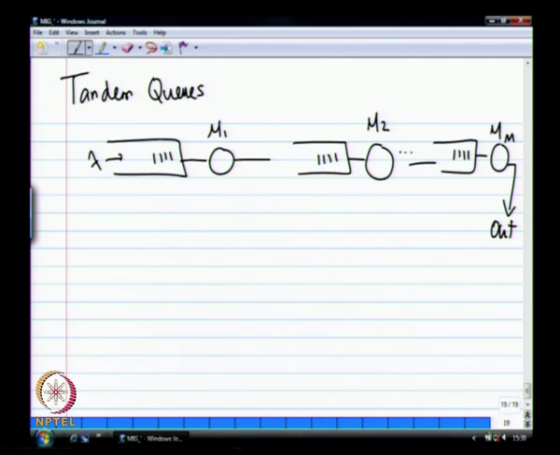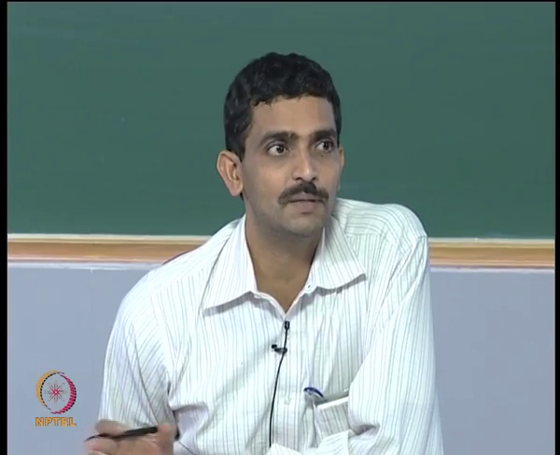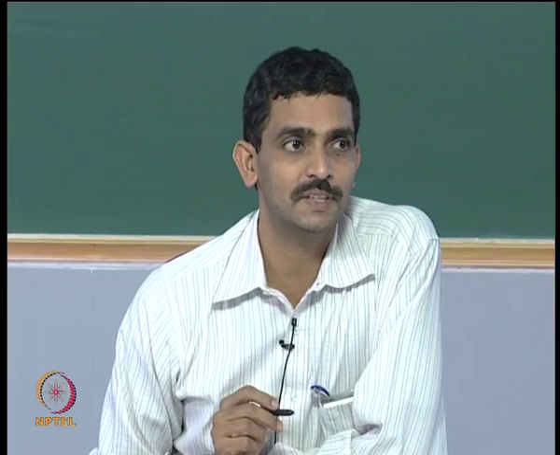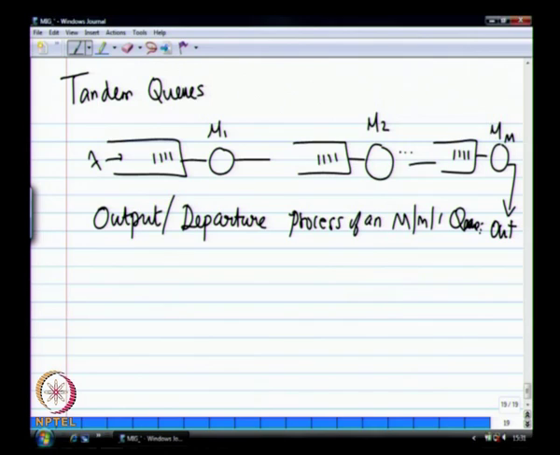To analyze this, we want to find the probability that there are n1 customers in Q1, n2 in Q2, n3 in Q3 and so on. Once we get that, I can derive the expected number of customers in the system, the response time, everything. So the first thing people had to figure out is what is the output process of an MM1 queue. Packets are departing the queue, what is that process? Because that process is the input to the second queue. So what is the departure process of an MM1 queue? Of course this queue has to be stable, otherwise it is not that interesting.